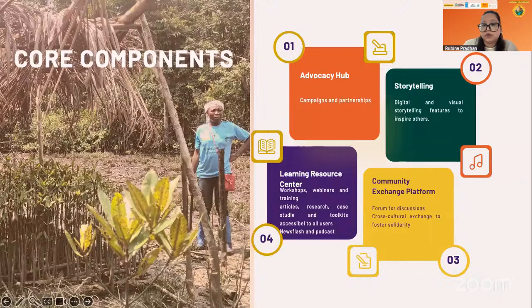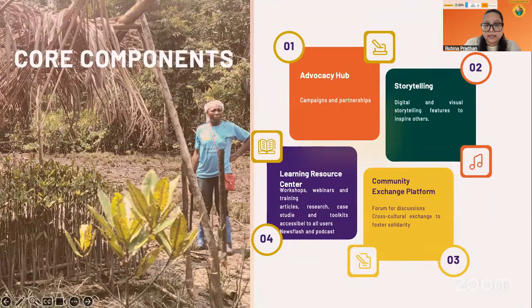Written work is not the only way to tell your story, right? There are other ways through digital and social media, and very vivid visual storytelling can happen as well. So that's another way. Of course, it's also a way to share knowledge through exchange platforms. It's a forum for discussions. It's a safe space to come up with ideas, to discuss methods, tools, and also traditional knowledge and practices.